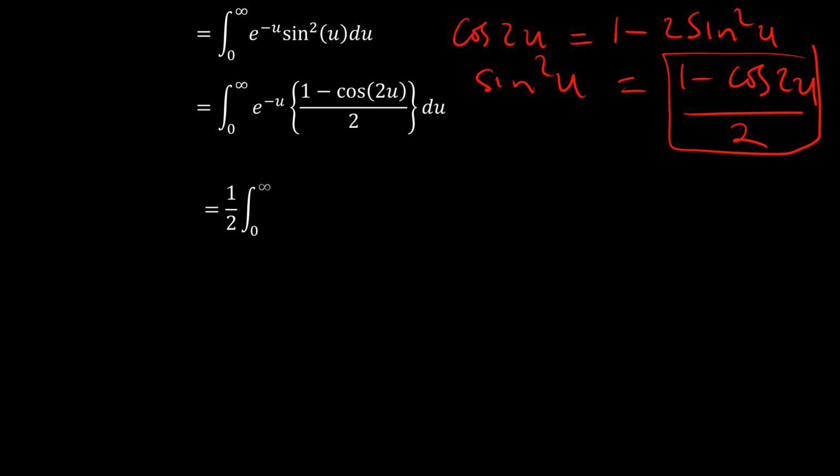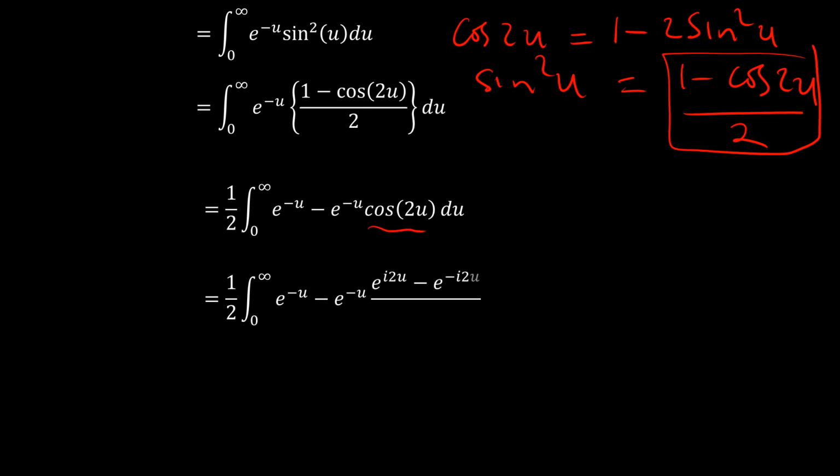And so we can play around. So we have e to the power negative u here minus e to the power negative u times cosine 2u, and we pull half out. And a lot of people would probably want to use integration by parts. For me, that is kind of painful. So what I would do is express this in terms of Euler's expression, which is e to the power i2u plus e to the power negative i2u over 2.